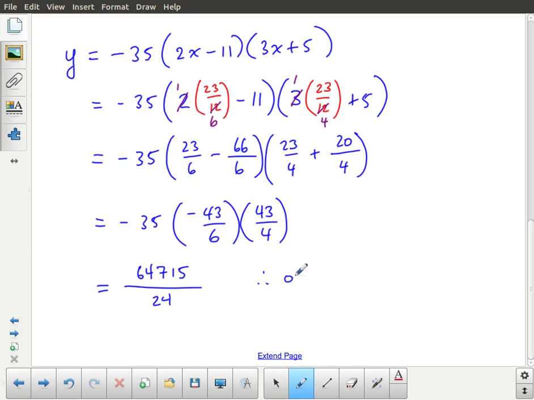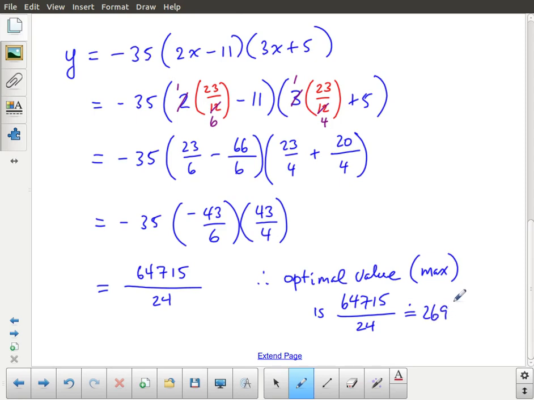So therefore, the optimal value, which in this case, because this parabola opens down, is a maximum, is 64715 over 24, which you might round to. Actually, do we need to round it? Yes, this would actually need to be rounded, so it's approximately 2,696. That's the maximum value on this parabola.